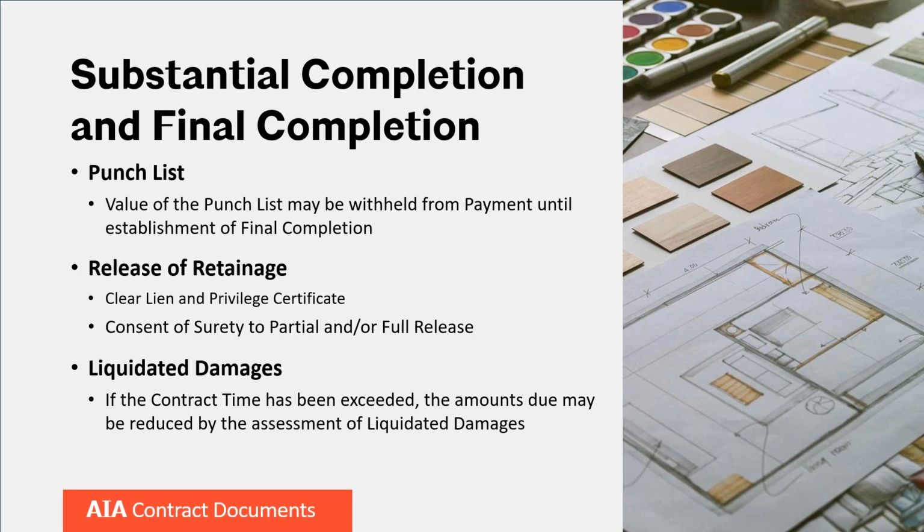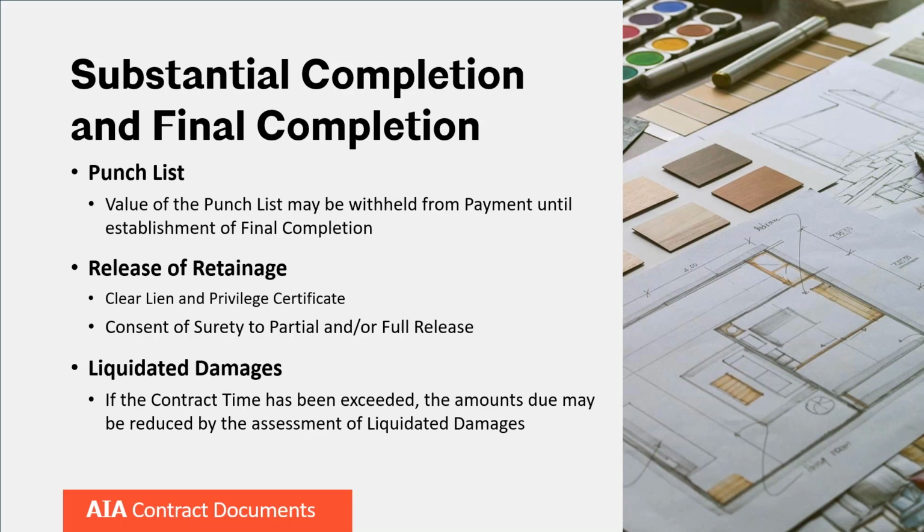So part of that may include the punch list and the preparation of the punch list by the contractor, by its subs, by the architect, and reviewing the punch list and adding to those items so that there's a list of items to be completed or corrected prior to final completion and final payment. And then the release of retainage as it's intended to be released under the documents.